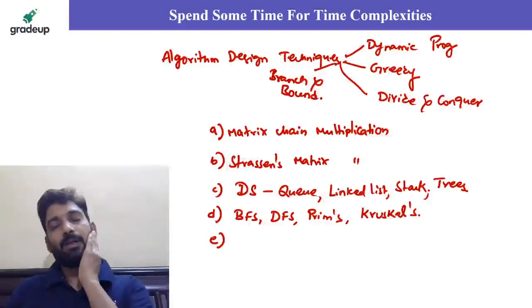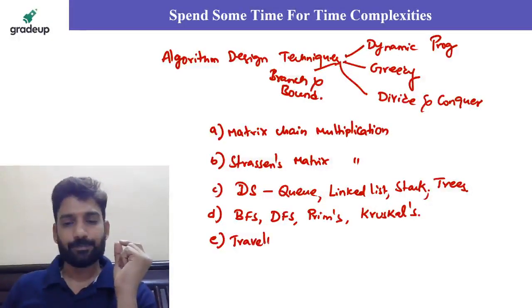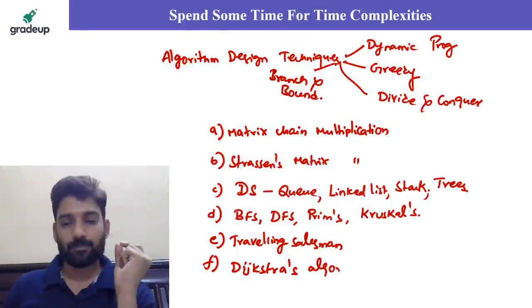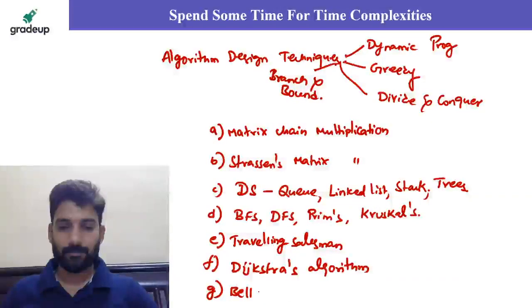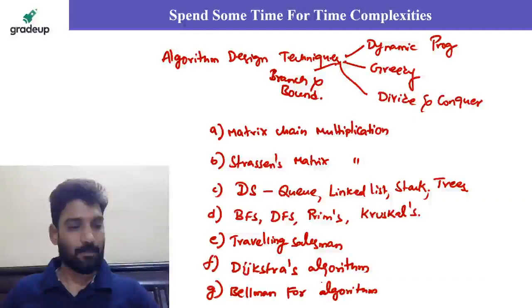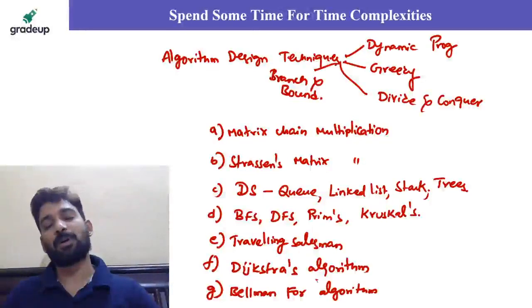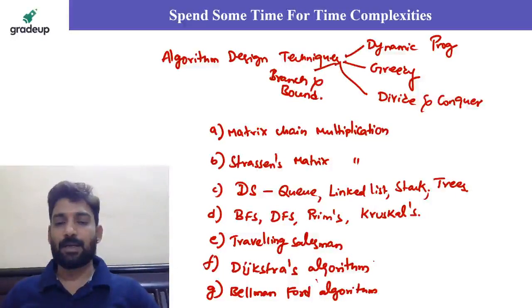Then you definitely have to go through the time complexities for traveling salesman problem, Dijkstra's algorithm, Bellman-Ford algorithm, upper bound, lower bound, upper bound what worst case, lower bound best case, and Floyd-Warshall algorithm.